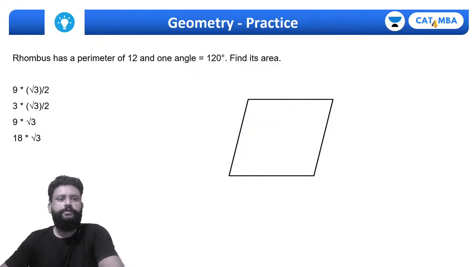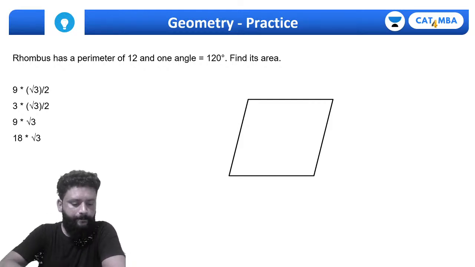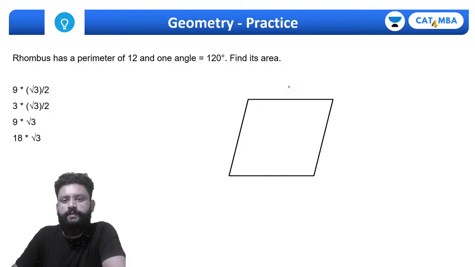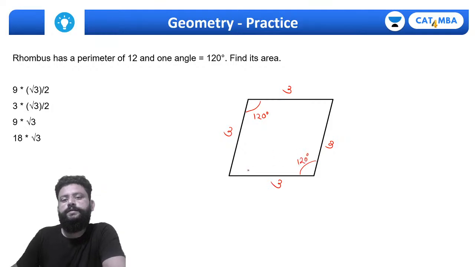Again, a simple question. A rhombus has perimeter 12. 12 means this has to be 3, 3, 3, 3 only. This is the easiest question. I don't think I need to tell you anything in this. This has to be 120 degree. Opposite angles remain the same. So this must be 60 degree.